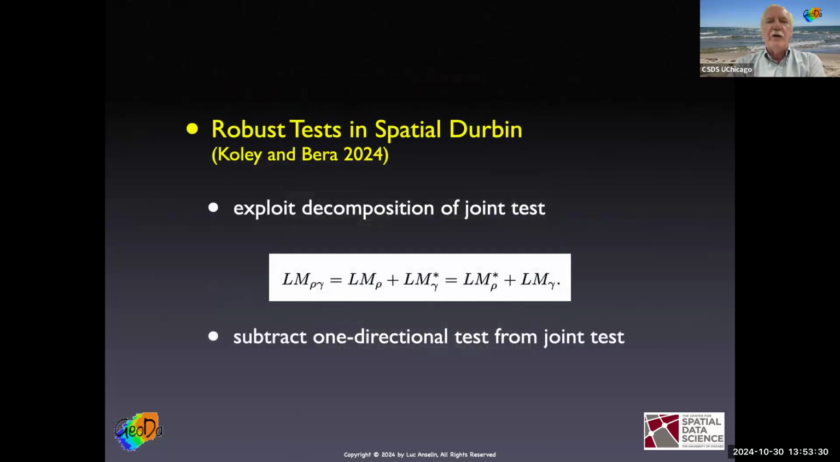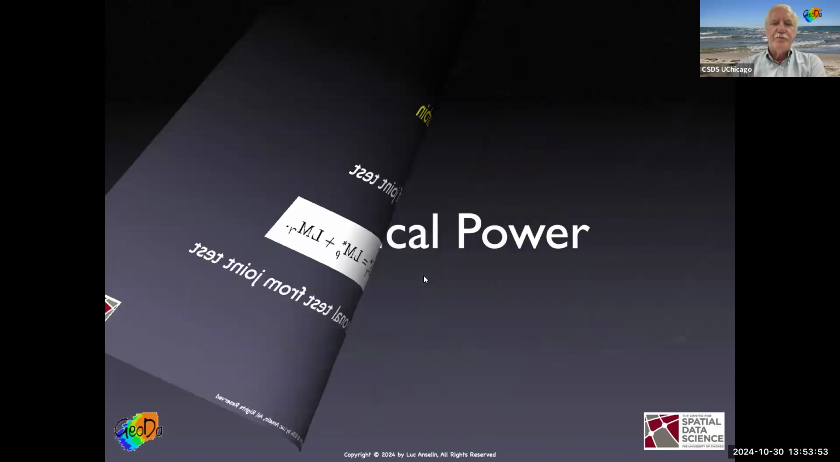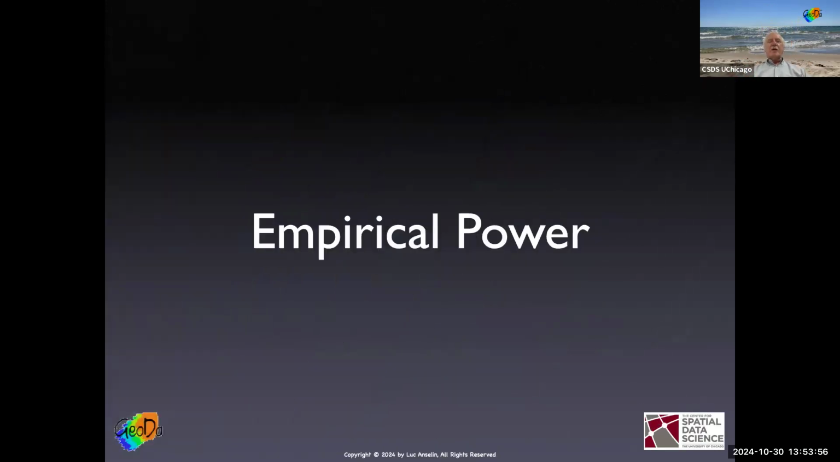So in spatial Durbin, as I already mentioned, we don't actually compute them. I mean, you can. If you go back to the Koley-Bera article, you can see the complexity of the expressions, but we cheat. We take the joint one, we take the one directional one, and get this as a difference. So that's very easy to do. Okay. Now we're good. We have all these things. We have Moran's I. We have 10 Lagrange multiplier tests for spatial effects. And then we, of course, have heteroscedasticity and all this other stuff, which for now we ignore.